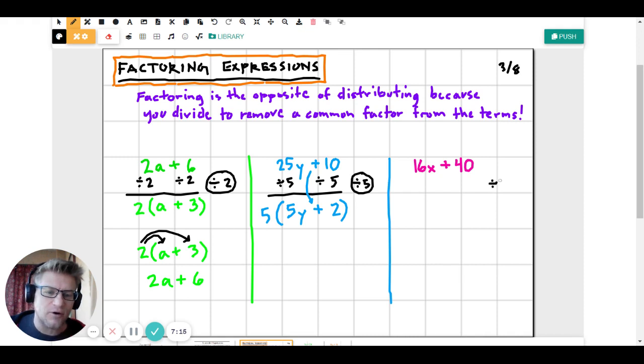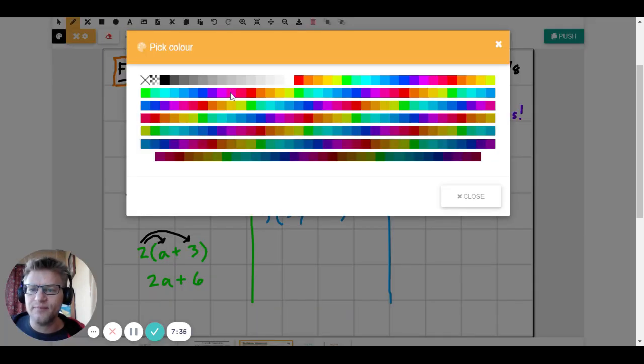Now, if I did 4 or 2, I would notice that I can do distributive factoring again. But in this case, 8 goes into both numbers. So what we're going to do is divide this by 8. Right? This is factoring, dividing instead of multiplying. And we're going to divide this by 8. We're going to draw our line, and then we're going to come back here and find that pink again.